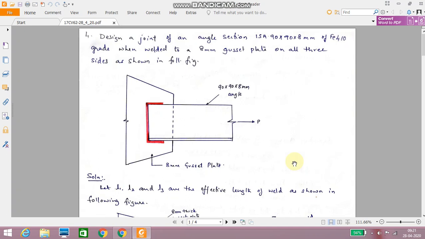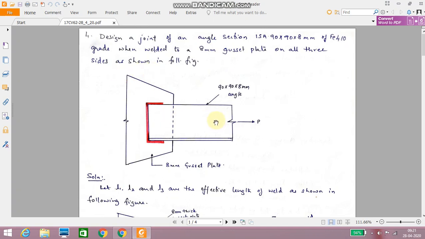Continue with the problems. Fourth problem of this particular concept: design of welded connection. Design a joint of an angle section ISA 90 by 90 by 8 of Fe 410 grade when welded to a 8 mm gusset plate on all three sides as shown in figure.